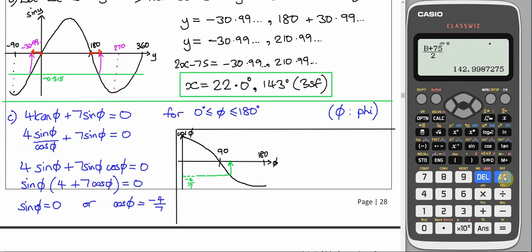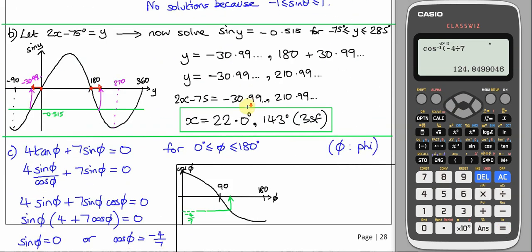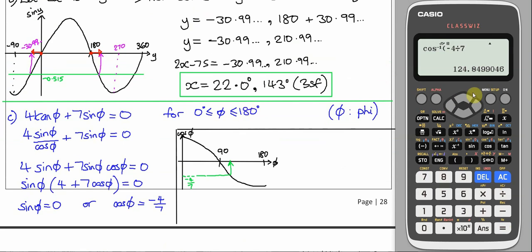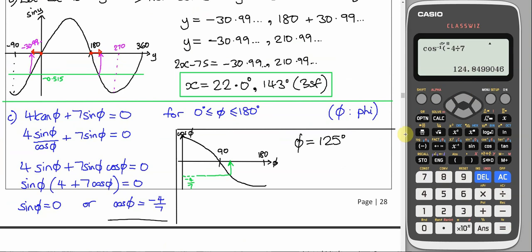Let's get that value now. Make sure your calculator is in degrees and do inverse cos of minus 4 over 7. And the question didn't specify how many decimal places or significant figures, so let's go with 3 significant figures. So from the graph we get phi is 125 degrees, that's to 3 significant figures. We can see from the graph only one value between 0 and 180 for cos phi equaling minus 4 over 7. We mustn't forget the other one as well.